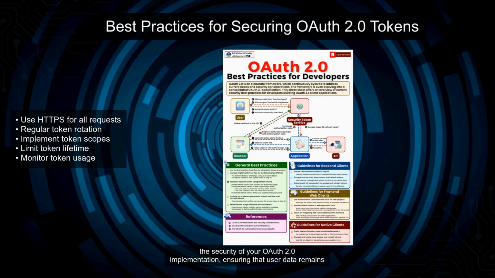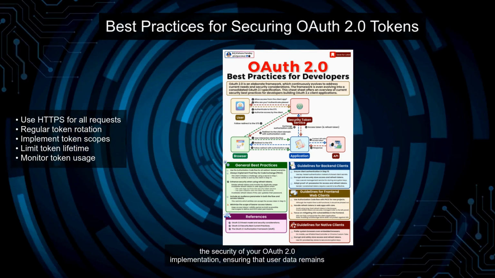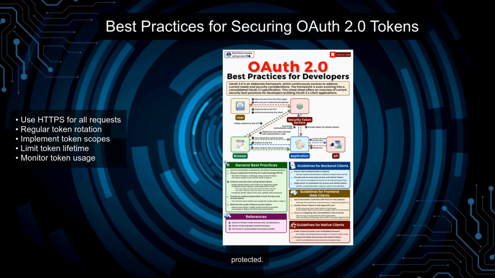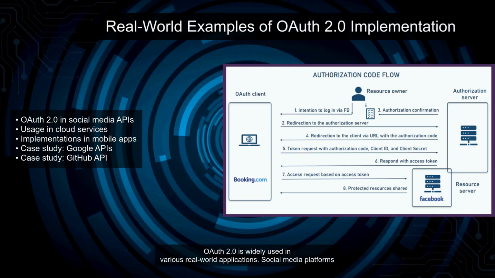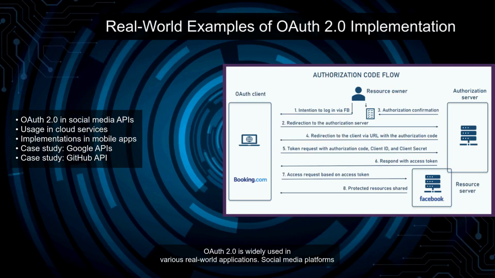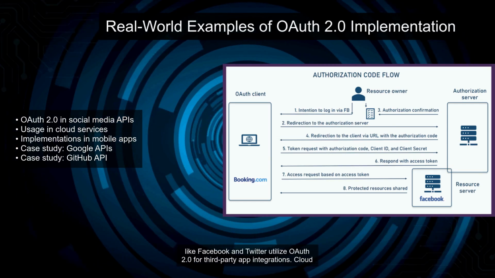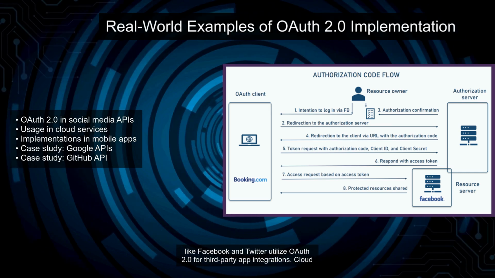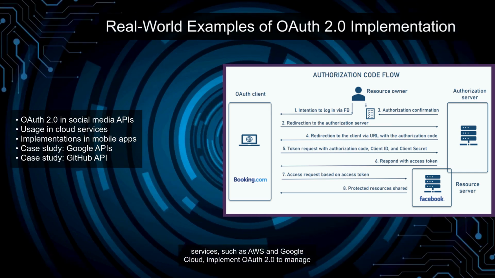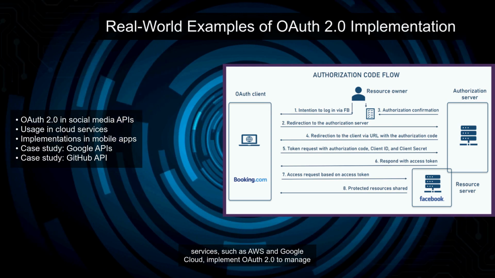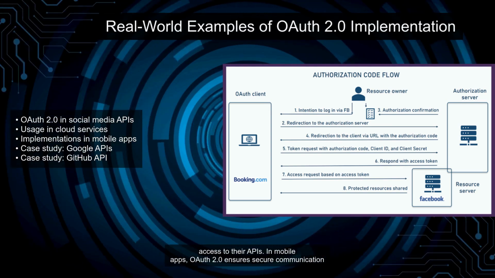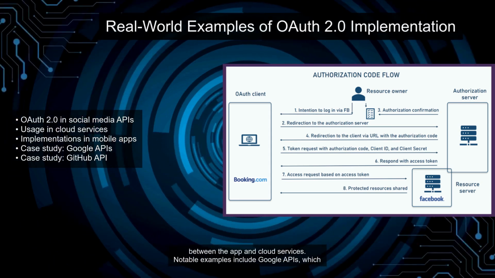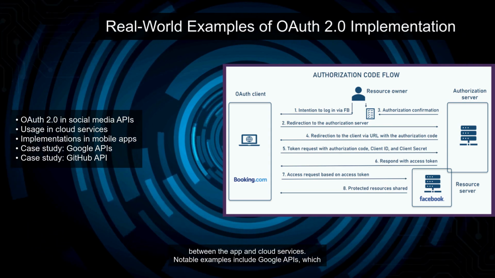By following these best practices, you can significantly enhance the security of your OAuth 2.0 implementation, ensuring that user data remains protected. OAuth 2.0 is widely used in various real-world applications. Social media platforms like Facebook and Twitter utilize OAuth 2.0 for third-party app integrations. Cloud services, such as AWS and Google Cloud, implement OAuth 2.0 to manage access to their APIs. In mobile apps, OAuth 2.0 ensures secure communication between the app and cloud services.